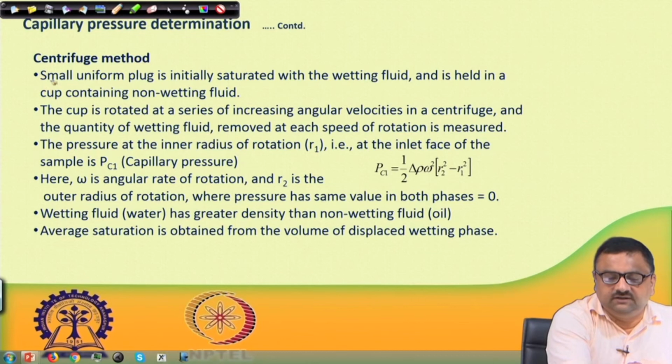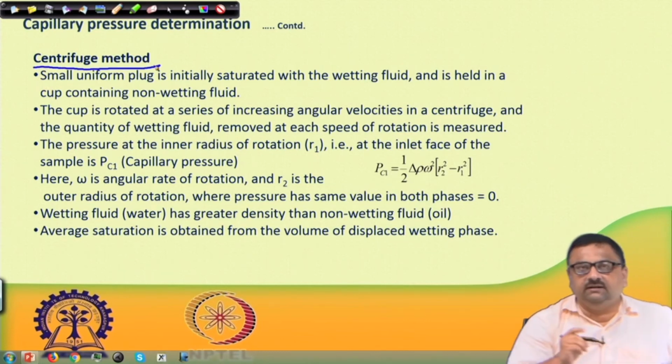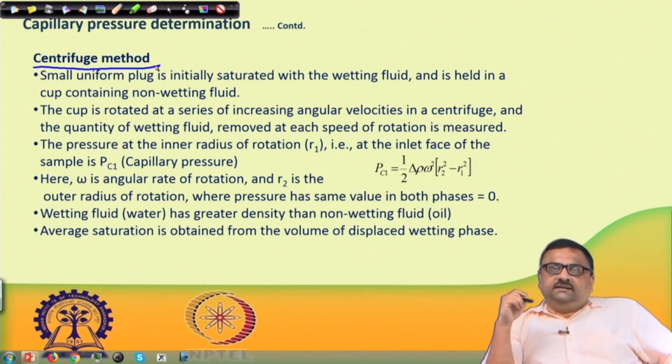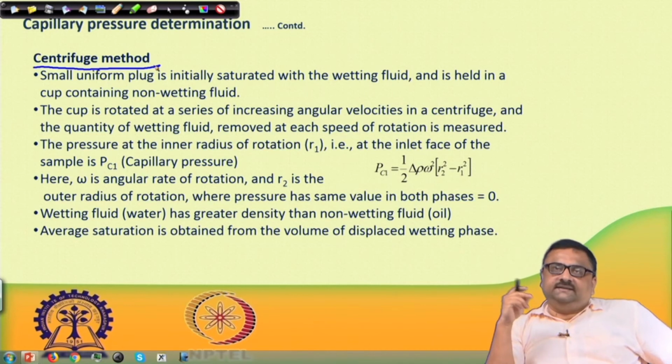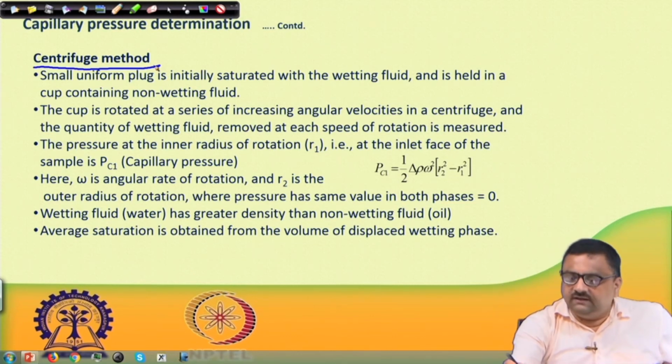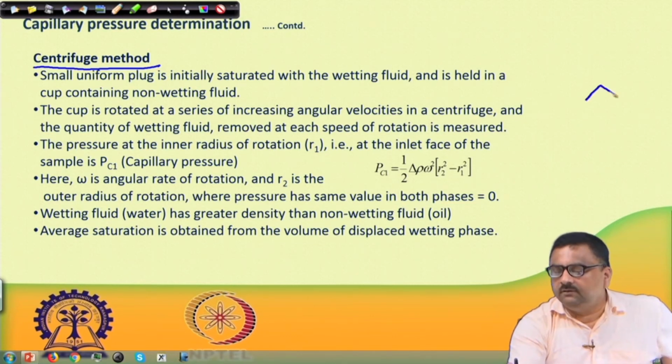Capillary pressure determination by the centrifuge method. In this case, a small uniform plug is initially saturated with a wetting fluid and is held in a cup containing non-wetting fluid, and this cup is rotated at a series of increasing angular velocities. So this is the cup, and this uniform porous plug is placed inside the cup.